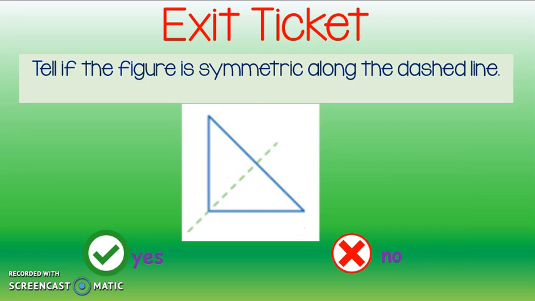And so now, boys and girls, your exit ticket, your very last question. Tell if the figure is symmetric along the dashed line. Yes or no, is it symmetric? And this is your last question on your async assignment. You can pause this and go ahead and answer that question there by looking at this figure.